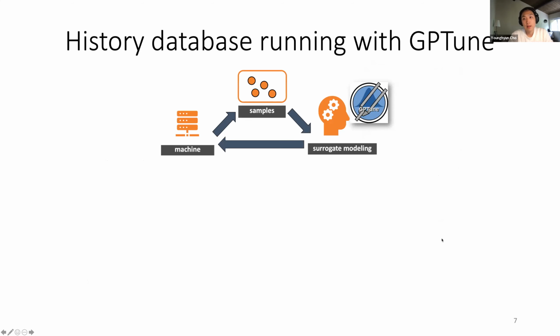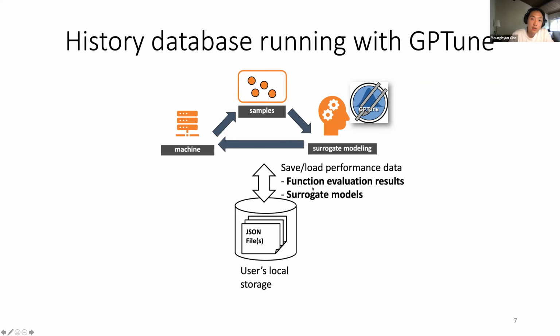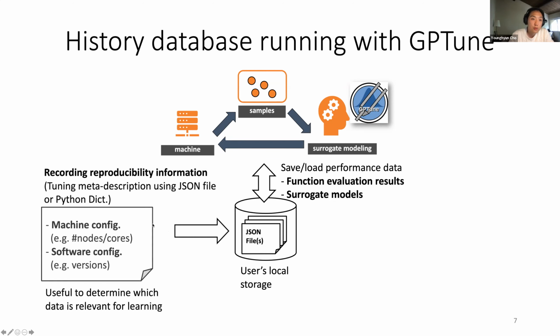In this slide, I'm going to explain how GPTune can be run with the history database. This picture shows the basic workflow of the GPTune Bayesian optimization process. We start with saving or loading performance data samples using the user's local storage. In particular, we record the obtained function evaluation results and trained surrogate performance models in the user's local storage. And we also record some more information for reproducibility.